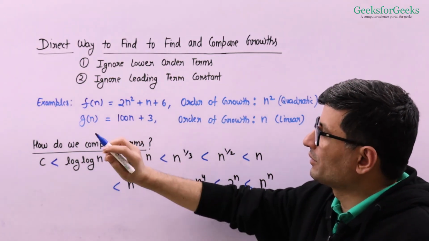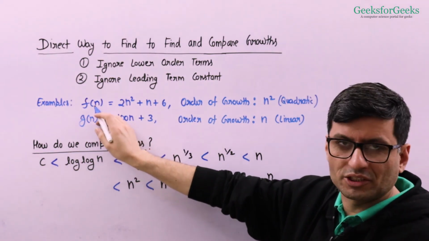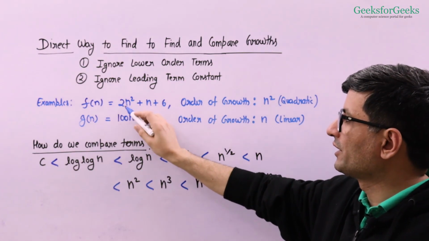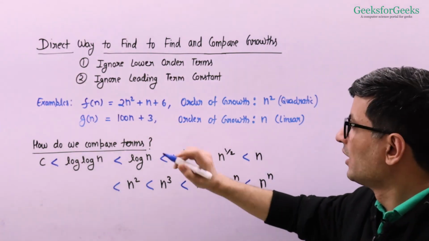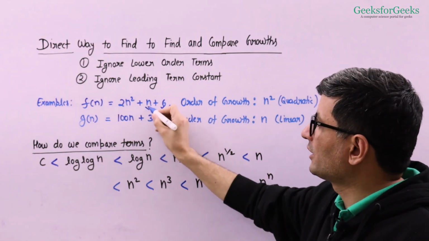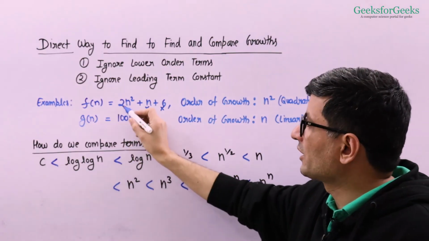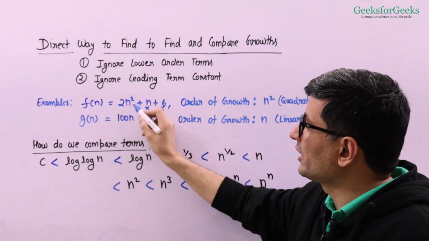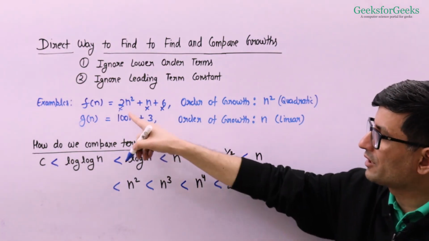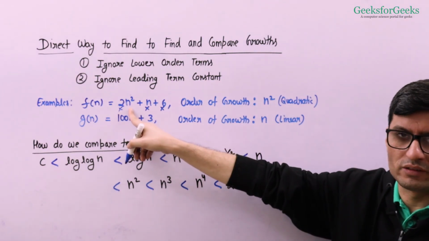So let's see these examples. If we have a function f(n) representing time taken by an algorithm, and say the value of f(n) is 2n² + n + 6, what we can do is ignore the lower order terms 6 and n, and ignore the constant of the leading term. This is the leading term and we ignore its constant too. So the order of growth is the remaining thing, which is n², right?